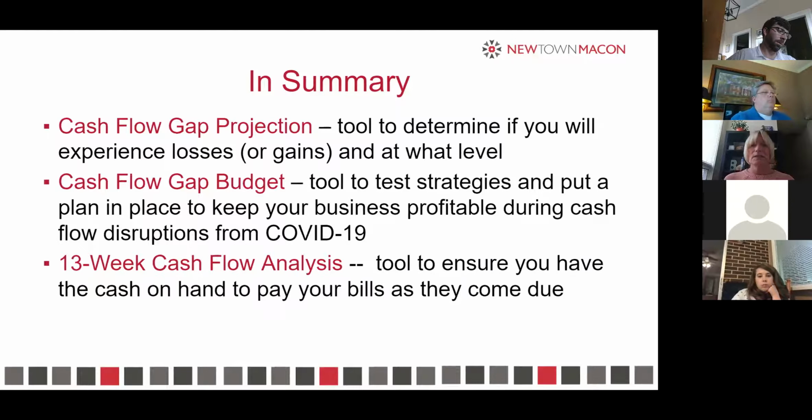And then that last piece, that 13-week cash flow, is really to be sure that you have the cash on hand, that you have the liquidity to pay your bills as they come due.